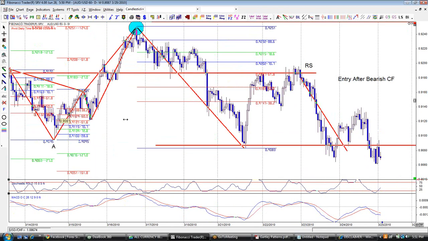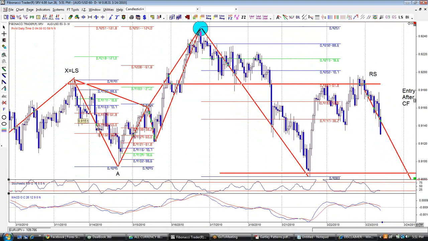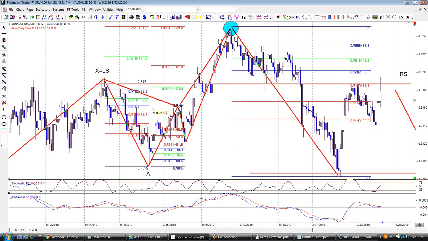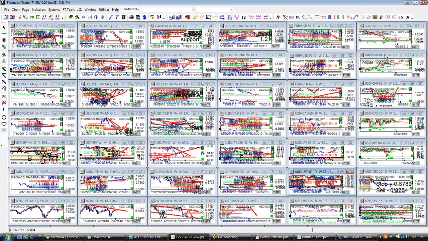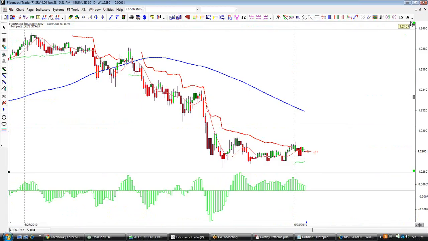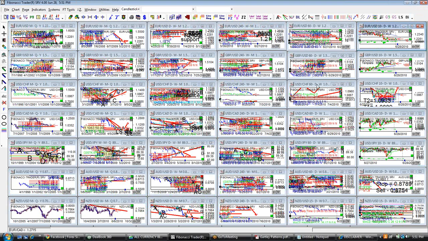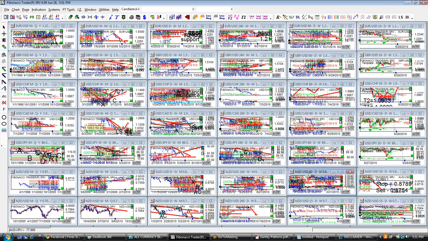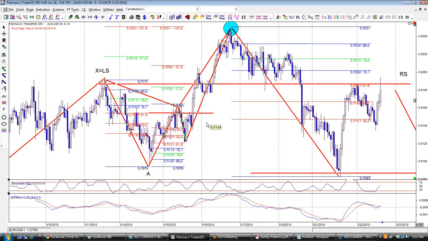B for the crab can be between, yeah, this is something I didn't talk about, but B is supposed to be between 618 and 382. Now, let's see if I still have, no, it was, it will be clear on this chart. I just need to delete the lines.